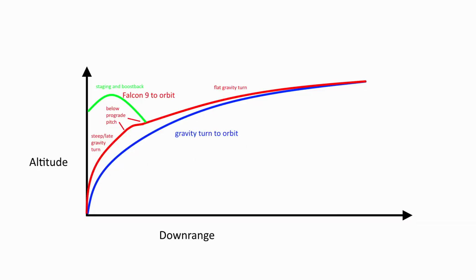So it's more optimal in terms of fuel for a reusable rocket to start off with a relatively steep trajectory, then around staging have a phase of below gravity turn pitch and then follow a different gravity turn into orbit.